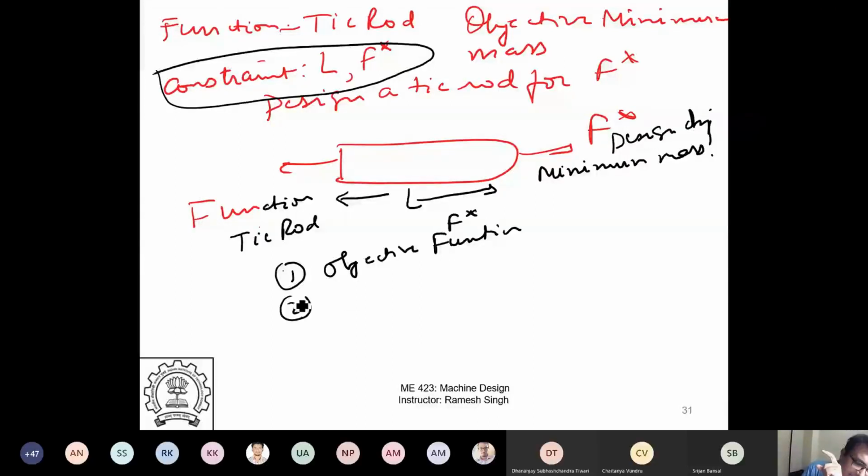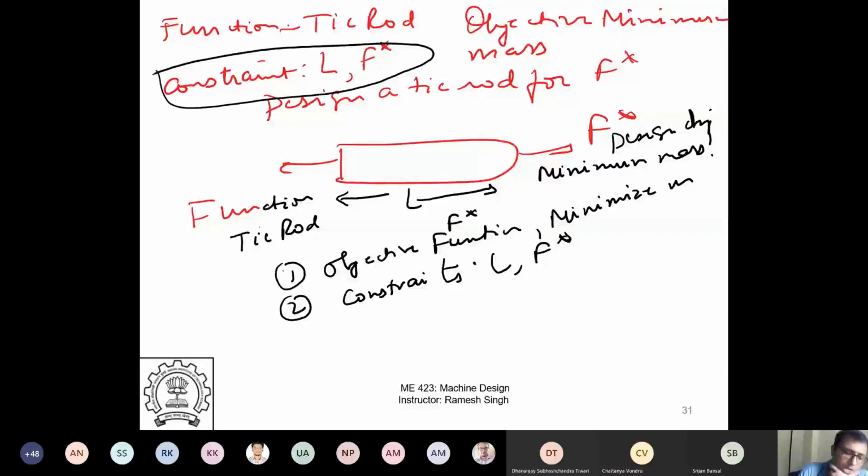Second thing is it has constraints, and of course a function. So the objective function is to minimize m. Constraints are that L is fixed and it has to take F star load, right? Now I have to choose my material. So my free variables will be A, the area, and the material. These are the free variables which I have to identify here.